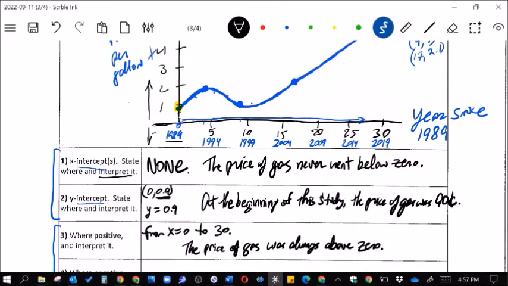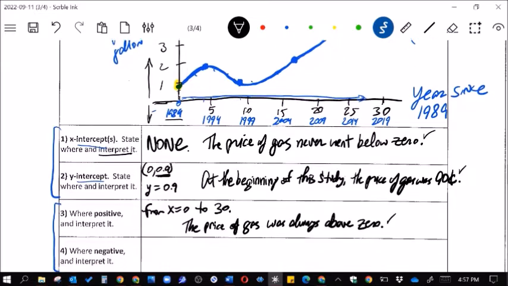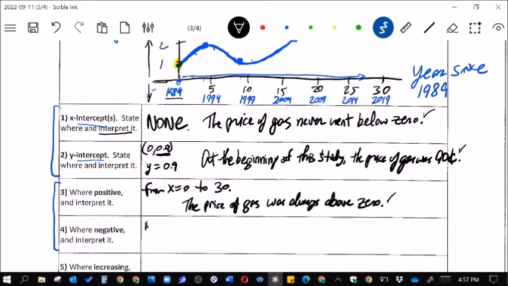So the interpretation is always some kind of simple, short phrase or sentence. It doesn't have to be complicated at all. It just has to say what this means going from 0 to 30. And then when it's negative, it's not negative anywhere. So it's negative nowhere. And that means the price never goes below 0. And so we'll say that the price of gas was never below 0, at 0 or below actually, but then 0 is not negative or positive.